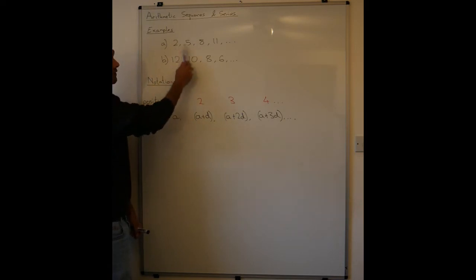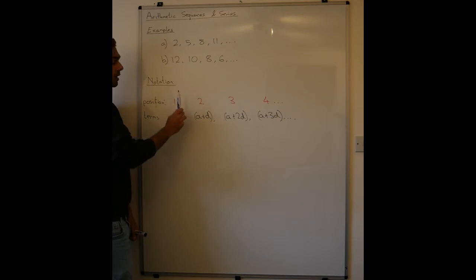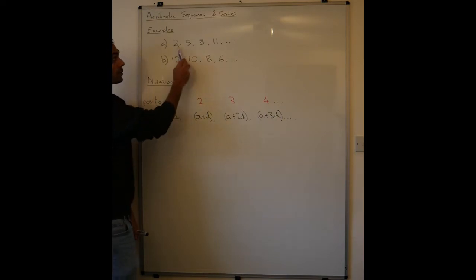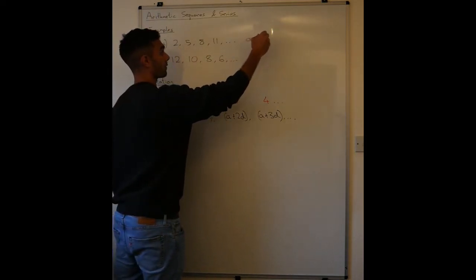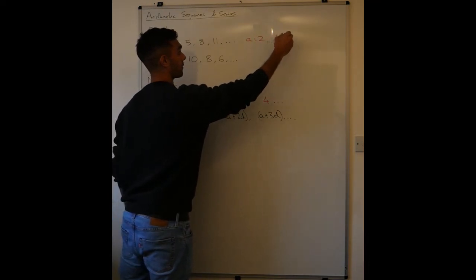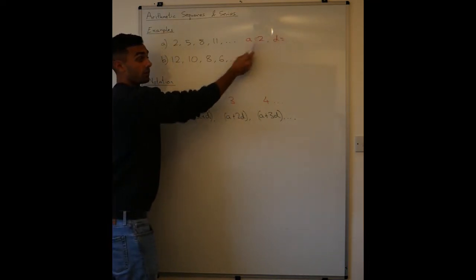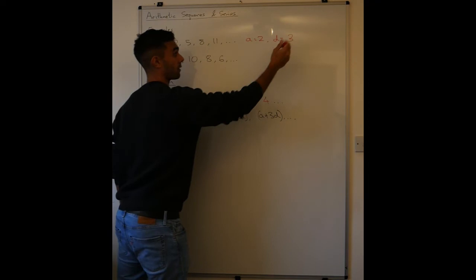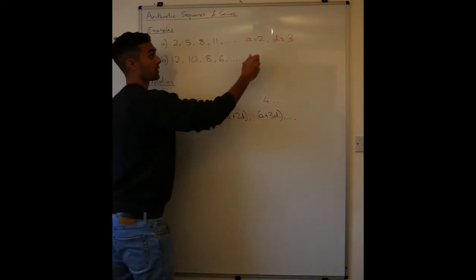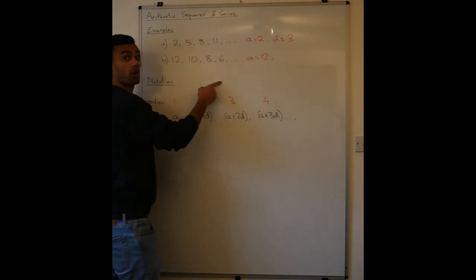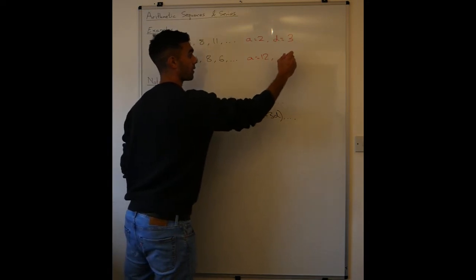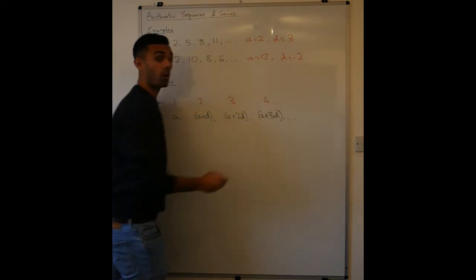So firstly, for this sequence here, A will be 2, and D will be 3. And in the bottom sequence, A is 12. D is -2.